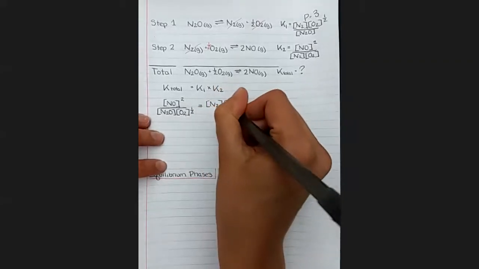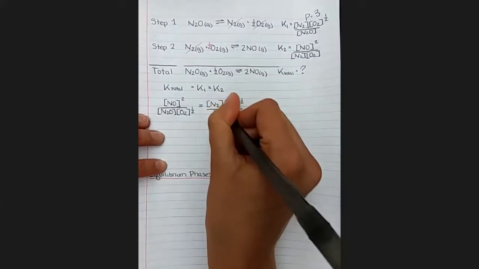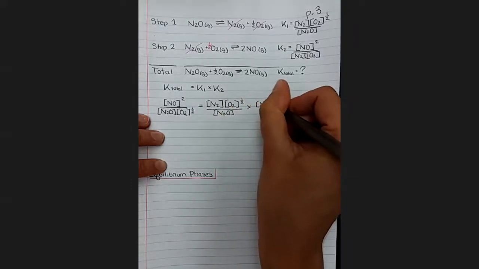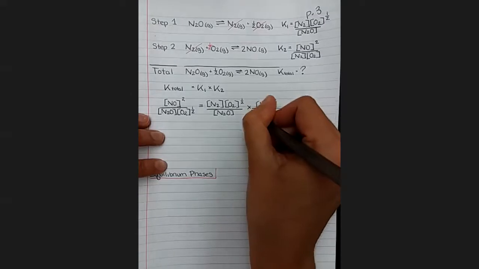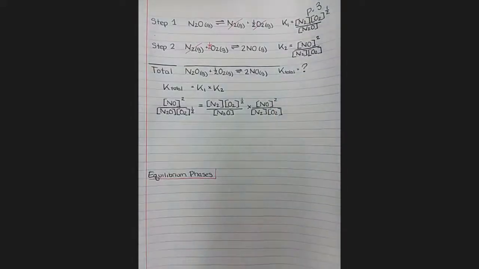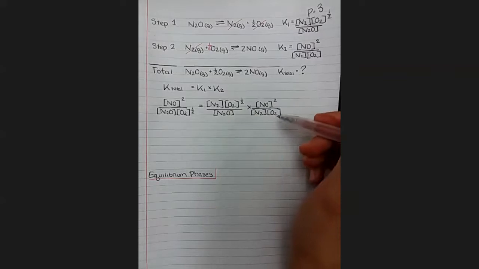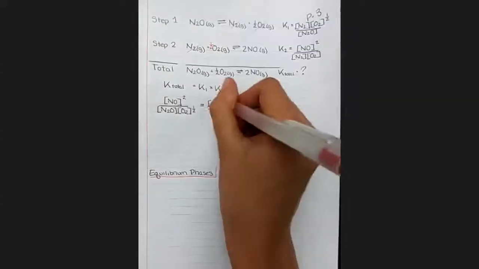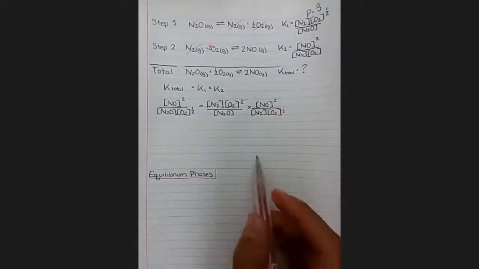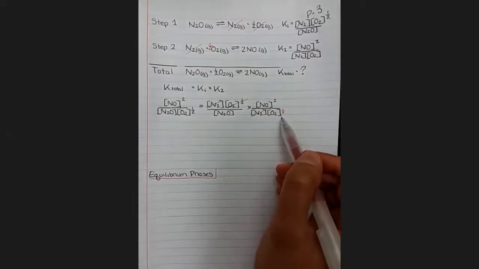K1 was N2 times O2 to the 1/2 over N2O. And our K2 was NO squared over reactants N2 times O2. And just as we canceled when we were adding the 2 reactions together, we can cancel when we multiply. So the nitrogens cancel, and the 1/2 oxygen and the full oxygen cancel to leave half oxygen behind. So we have NO squared over N2O, O2 to the 1/2.